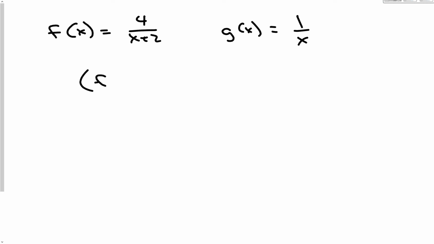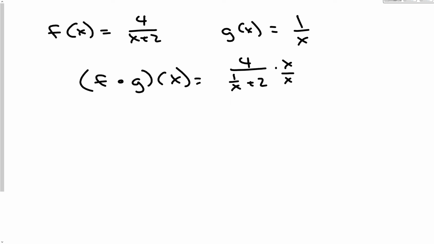Here's f of x, and we have 4 over x plus 2. Here's g of x, which is 1 over x. Let's find f of g of x, and then let's talk about the domain. Okay, so f of g of x would be g goes into f, so 4 over 1 over x plus 2. Multiply the top and the bottom by x to clear the fractions and to give me a nice clean function. 4x over 1 plus 2x.